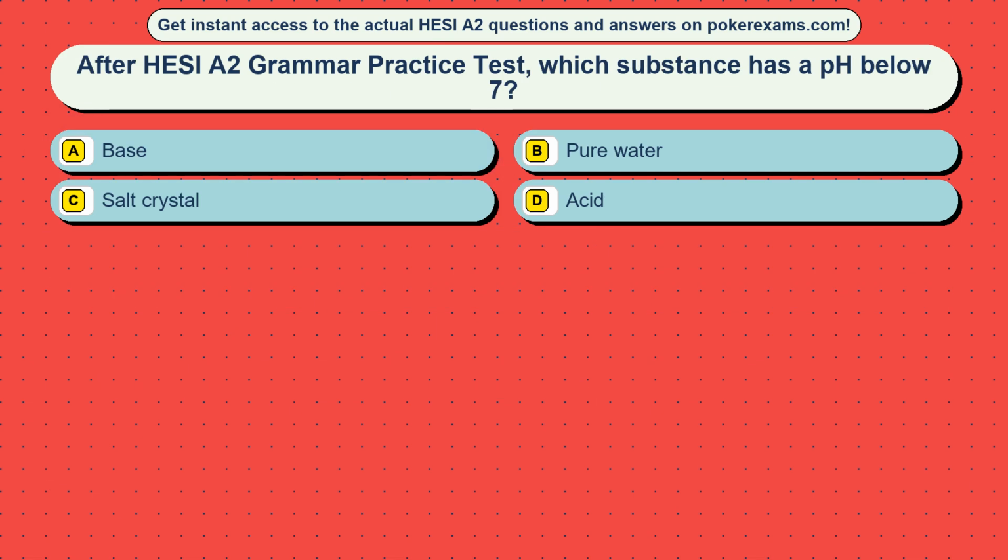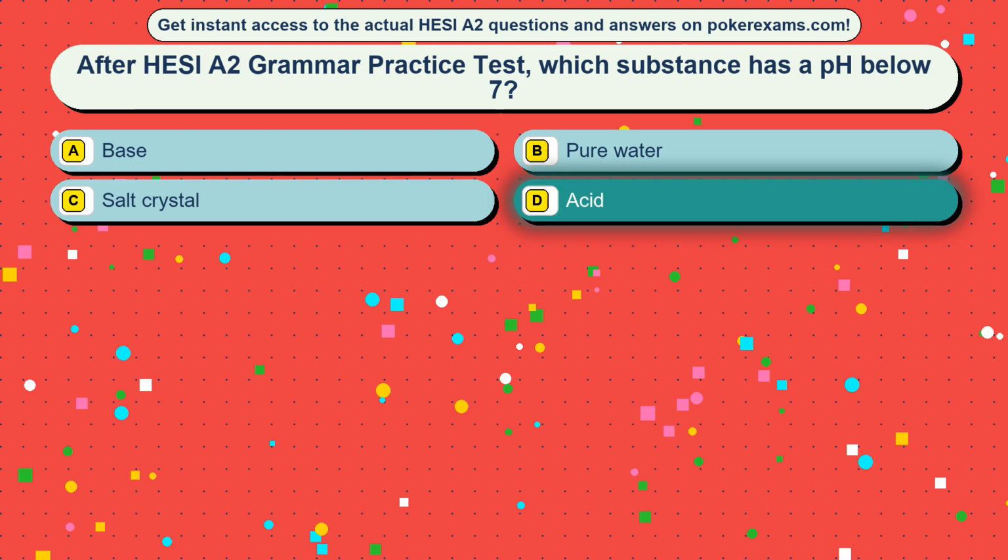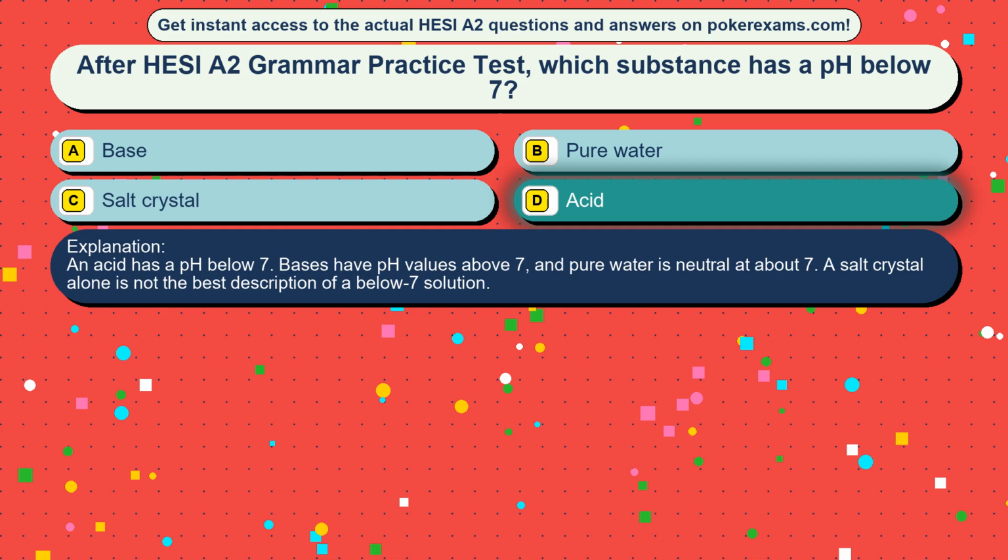Question 6. After HESI A2 Grammar Practice Test, which substance has a pH below 7? Option A, base. Option B, pure water. Option C, salt crystal. Option D, acid. The correct answer is Option D, acid. An acid has a pH below 7. Bases have pH values above 7, and pure water is neutral at about 7. A salt crystal alone is not the best description of a below 7 solution.